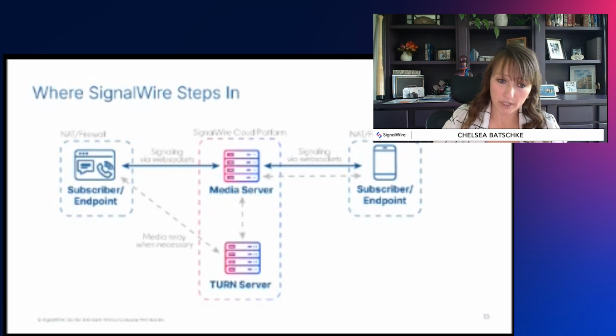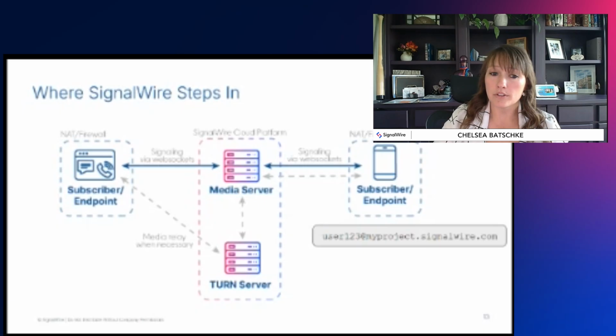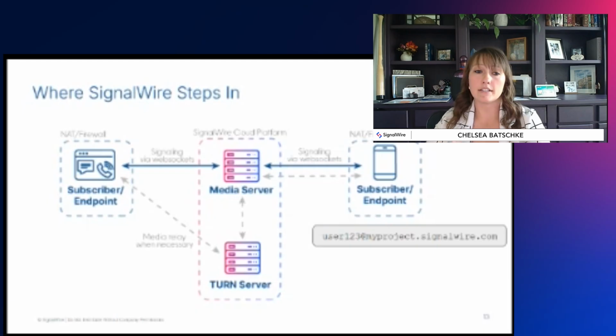And in terms of peers, SignalWire peers, subscriber endpoints, those are all WebRTC clients that are registered as addresses. For example, you would be looking at user123@myproject.signalwire.com as the address. So you can call between a browser and a SIP phone, mobile app, or an AI agent using the same address space. Devin's going to get into this a little bit more.